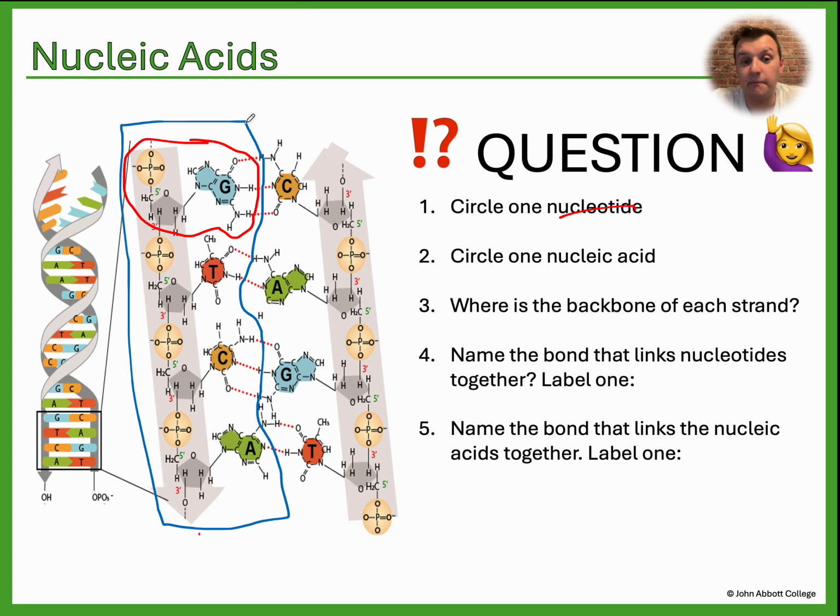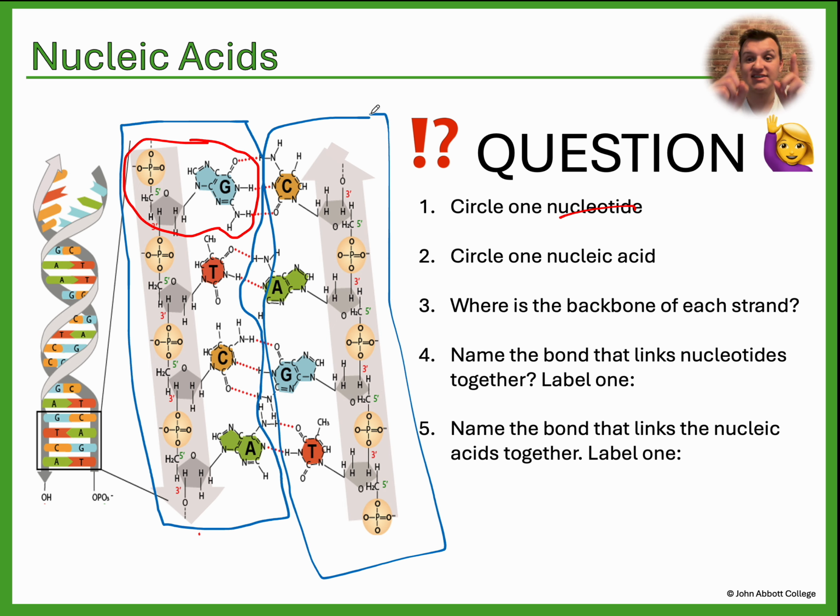It is bonding with a second nucleic acid, right? There are two separate single DNA strands that form one big DNA molecule that has two strands, right? DNA, we say, is double-stranded. So there's one nucleic acid here, right? And one nucleic acid here, right?